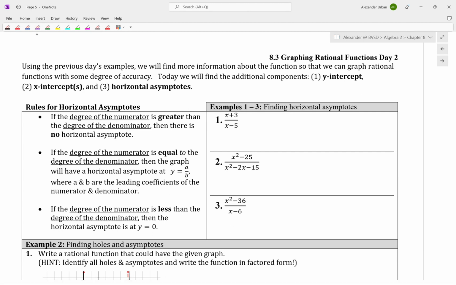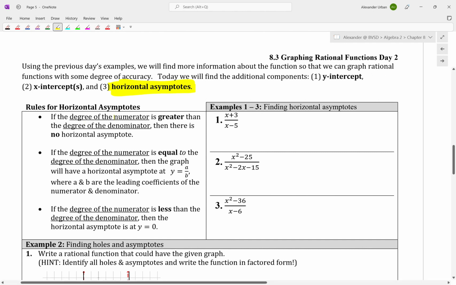But we got to talk about our rules of horizontal asymptotes. So we're going to kind of Tarantino this. We're going to start off with the third subject, which is horizontal asymptotes, or end behavior, and then we're going to come back through and do some x and y intercepts. But going from other math classes like Algebra 1 and Geometry, we should know how to find x and y intercepts. We'll talk about that.